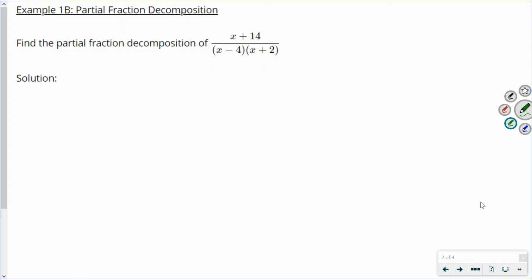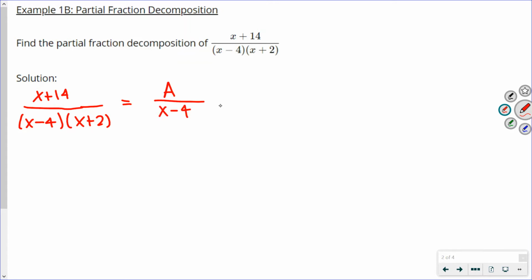Let's look at setting up a partial fraction decomposition and actually solving the whole thing. So we're going to do step 1, which is to set it up. We have x plus 14 on top, and in our denominator we have two linear factors, x minus 4 and x plus 2. To set this up, we're going to say A over our first linear factor, which is x minus 4, plus B over our second linear factor, which is x plus 2.